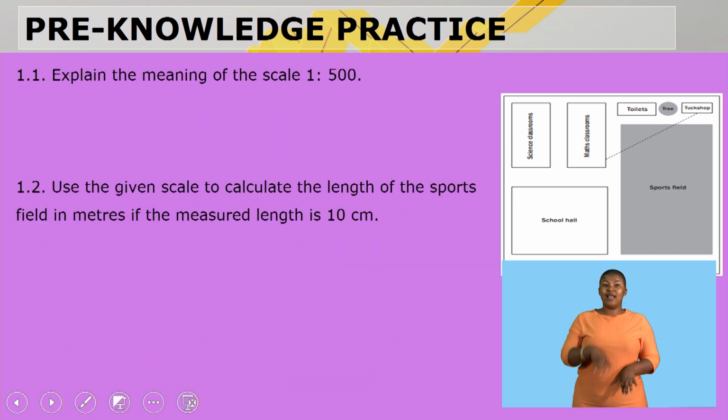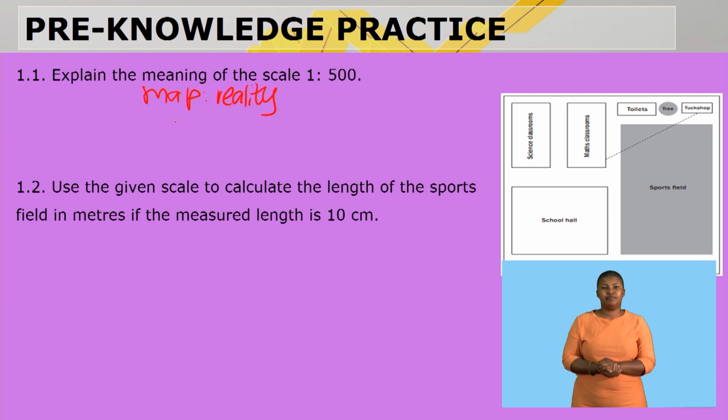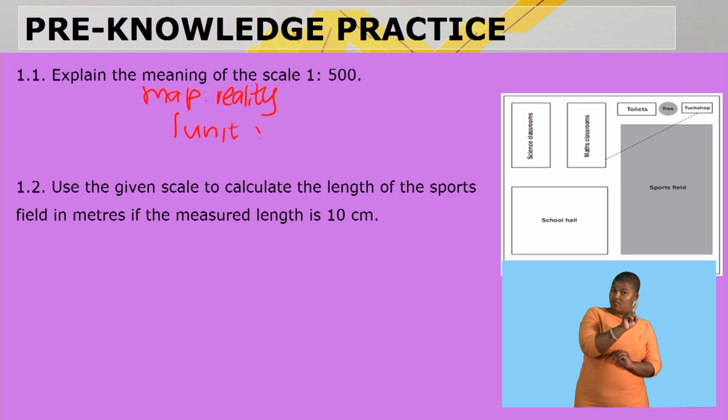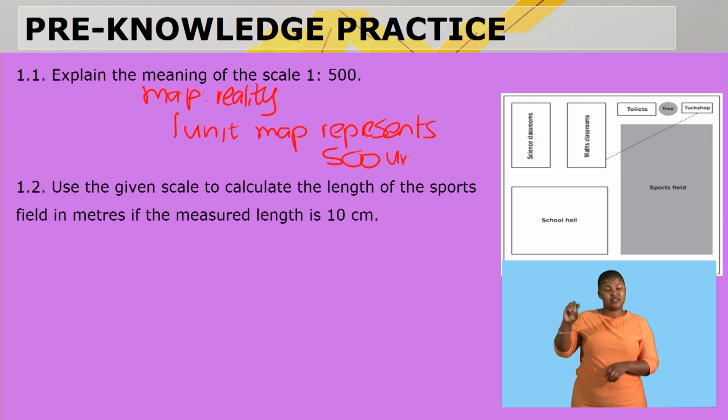Explain the meaning of the scale 1 to 500. Now remember, when we work with scale, it is a comparison between the map and reality. Meaning 1 unit on the map represents 500 units in real life. Okay, so that's just an abbreviation, real life. Now remember not to add units when you describe a scale, because a scale is true to all units.